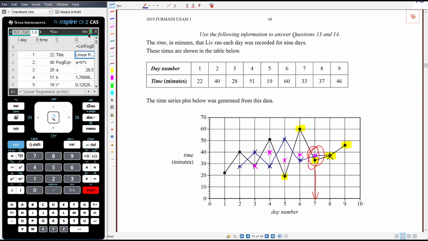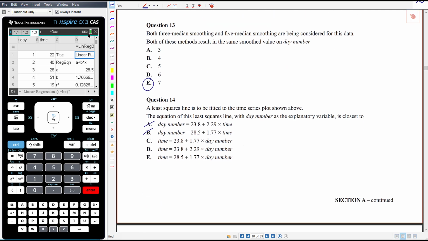And so our least squares regression, we've got the information there. It is going to be y equals a plus bx, so that's 28.5 plus 1.76 recurring times x, and so that will be 28.5 plus 1.77 times the day, so that's going to be option E.